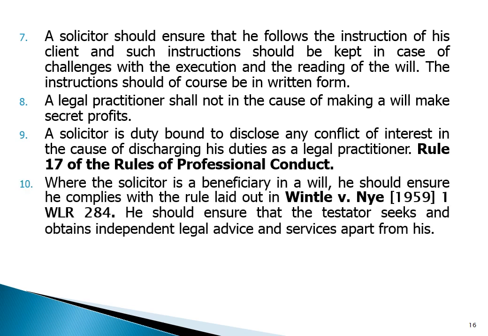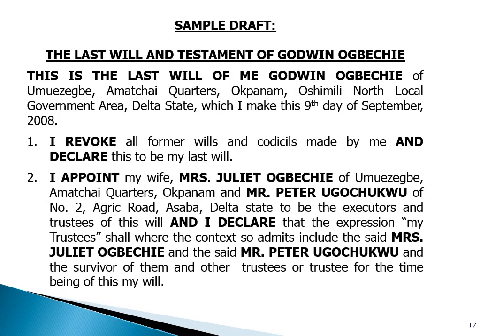10. Where the solicitor is a beneficiary in a will, he should ensure he complies with the rule laid out in Wintle and Nye 1959 1 WLR 284. He should ensure that the testator seeks and obtains independent legal advice and services apart from his. Sample draft.